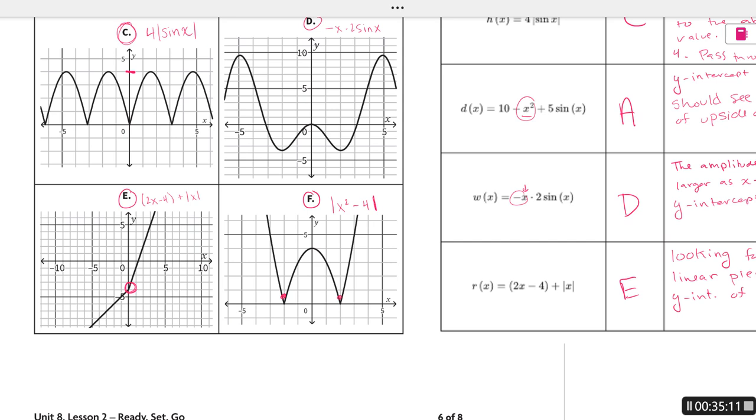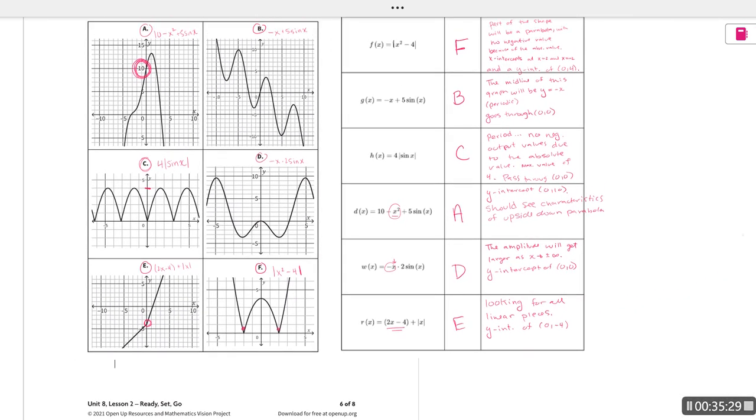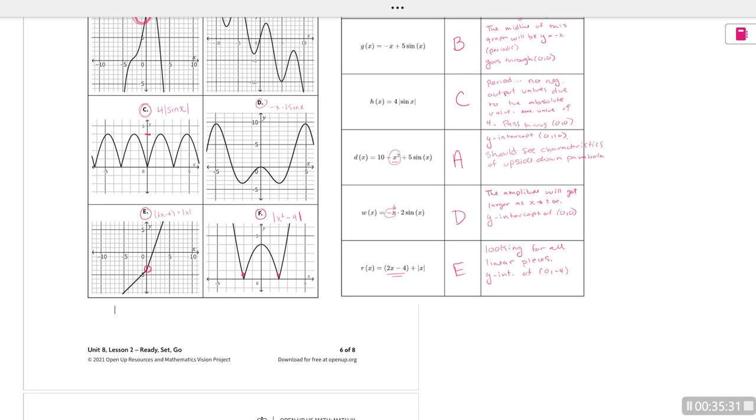But that linear piece is really important. So it doesn't look quite like an absolute value graph, but that's because we are adding this 2x minus 4 to it, which does allow it to sort of have negative outputs down there that are below -4. So that is okay for that one. All right.